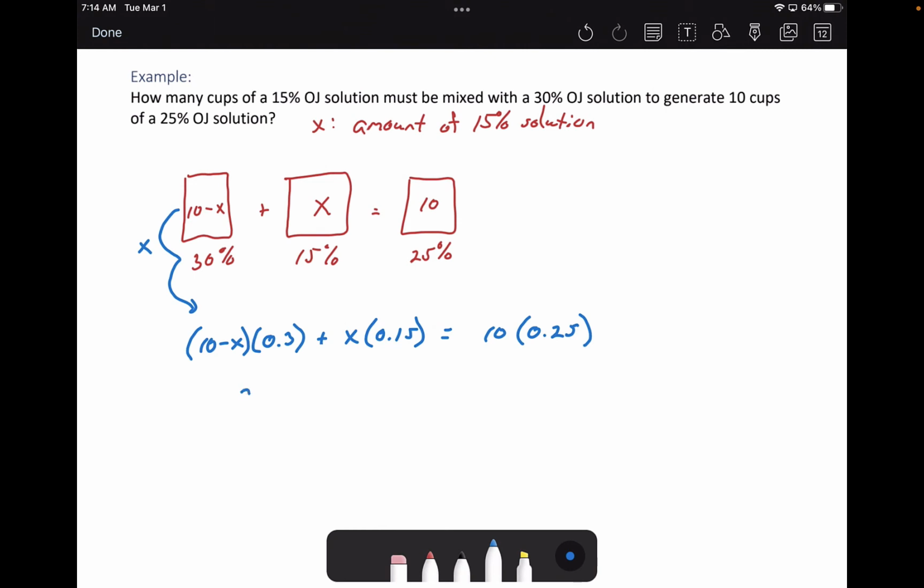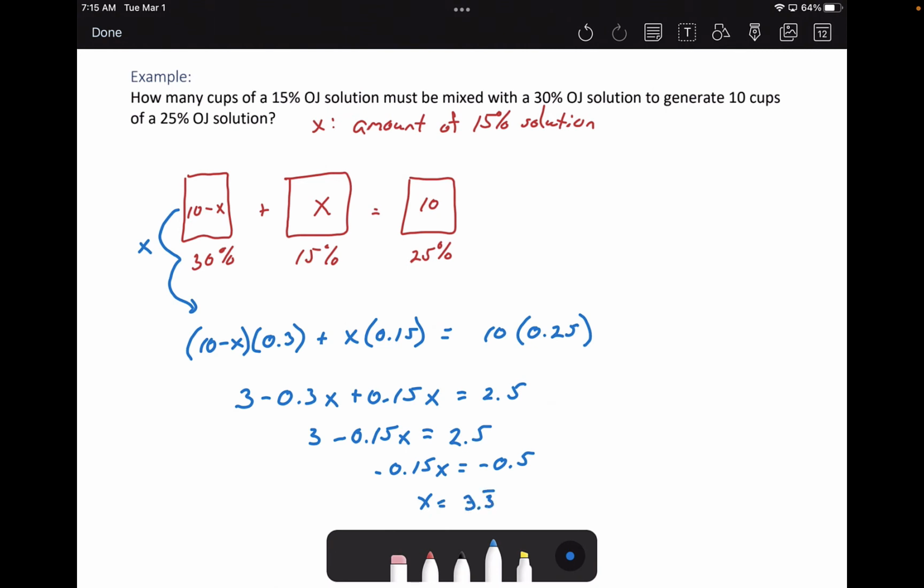10 times 0.3 is 3, minus 0.3x plus 0.15x equals 2.5. On the left, we can combine like terms. We'll get negative 0.15x and then bring down the 3. Subtract 3 on both sides. And then finally, we'll divide by negative 0.15. And we get x is 3.3 repeating. 3.3 repeating is 3 and 1/3 cups.